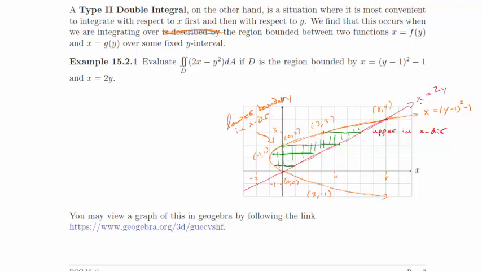So the upper boundary is x equals 2y. Note we already have everything solved for x, so I don't even have to change things around when we're doing it this way. The integral in the x direction has a lower boundary of x equals y minus 1 squared minus 1. Right? This is the lower boundary. And the upper boundary is 2y. And we are integrating over the z values 2x minus y squared. And we're doing the x direction first now.